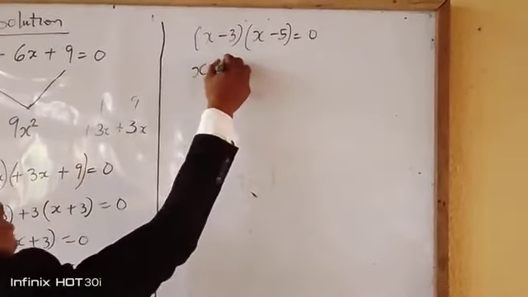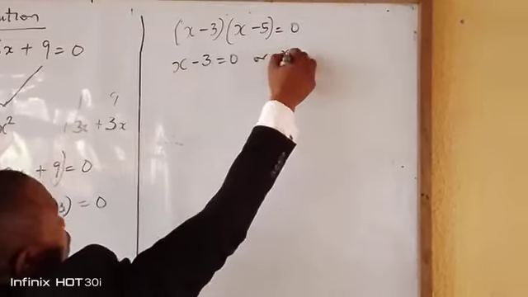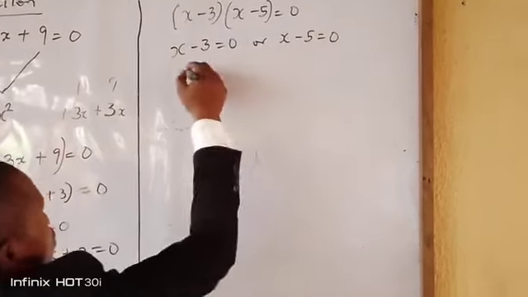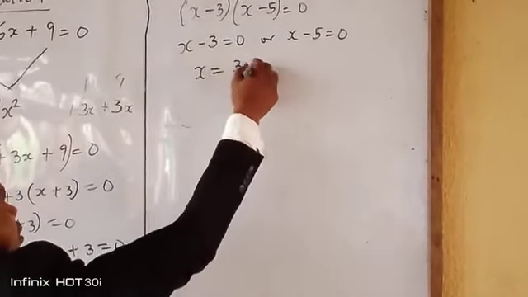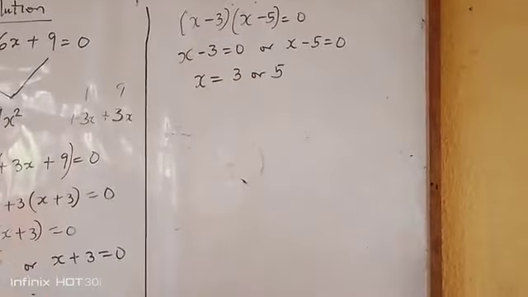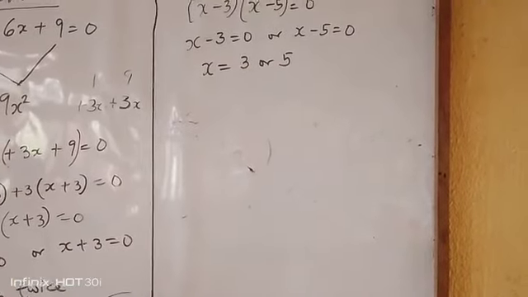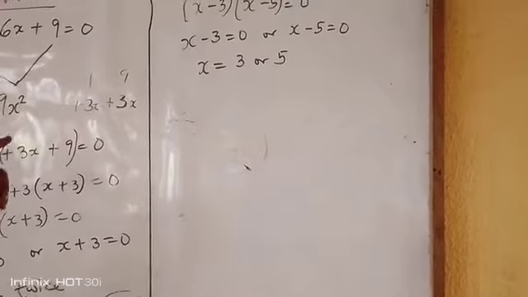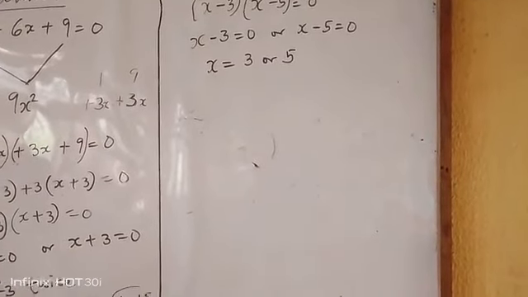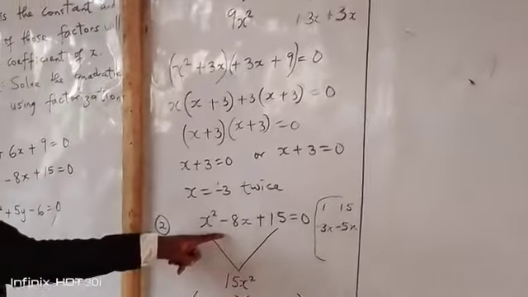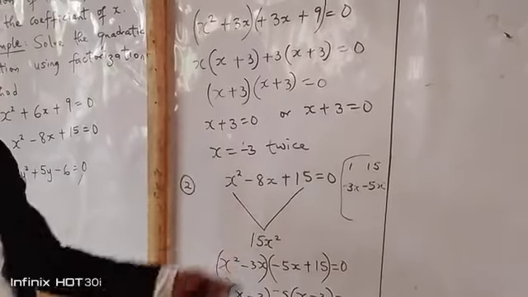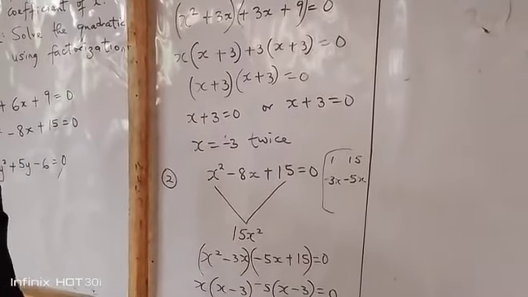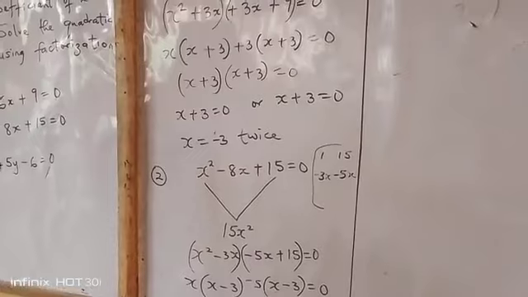So s minus 3 is equals to 0, or s minus 5 is equals to 0. So s is equals to 3 or 5. These are the two possible answers that you have. And by the time you substitute these values into this quadratic equation, it will give you 0. So you can even know whether you are correct or not.